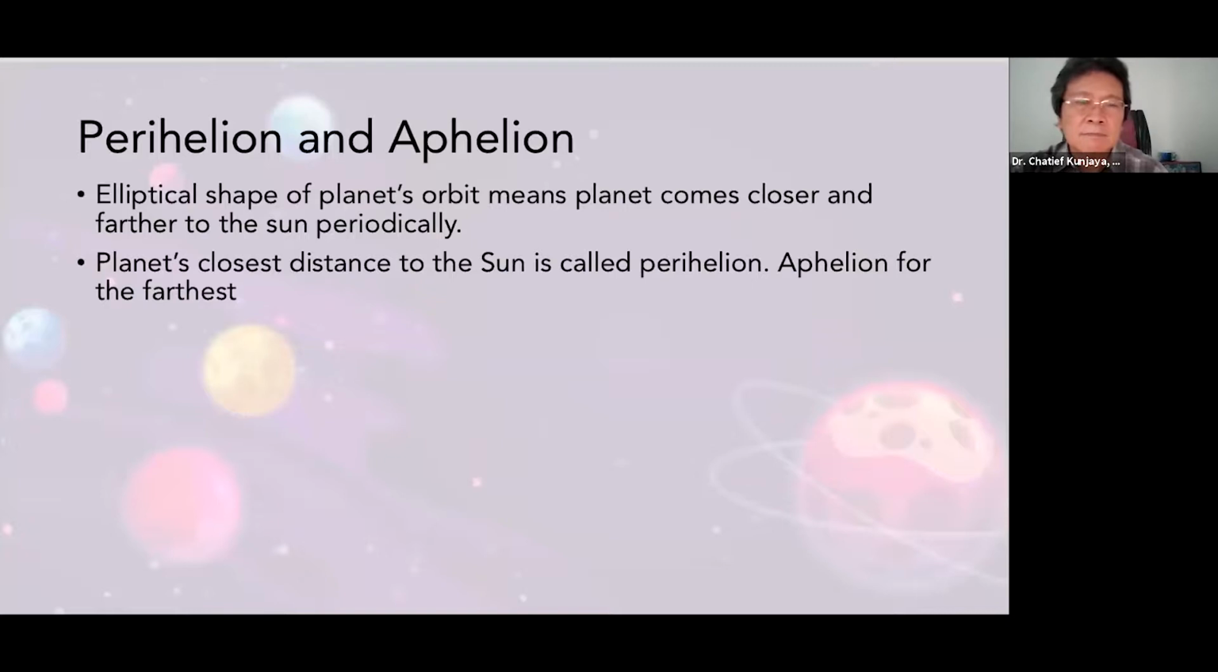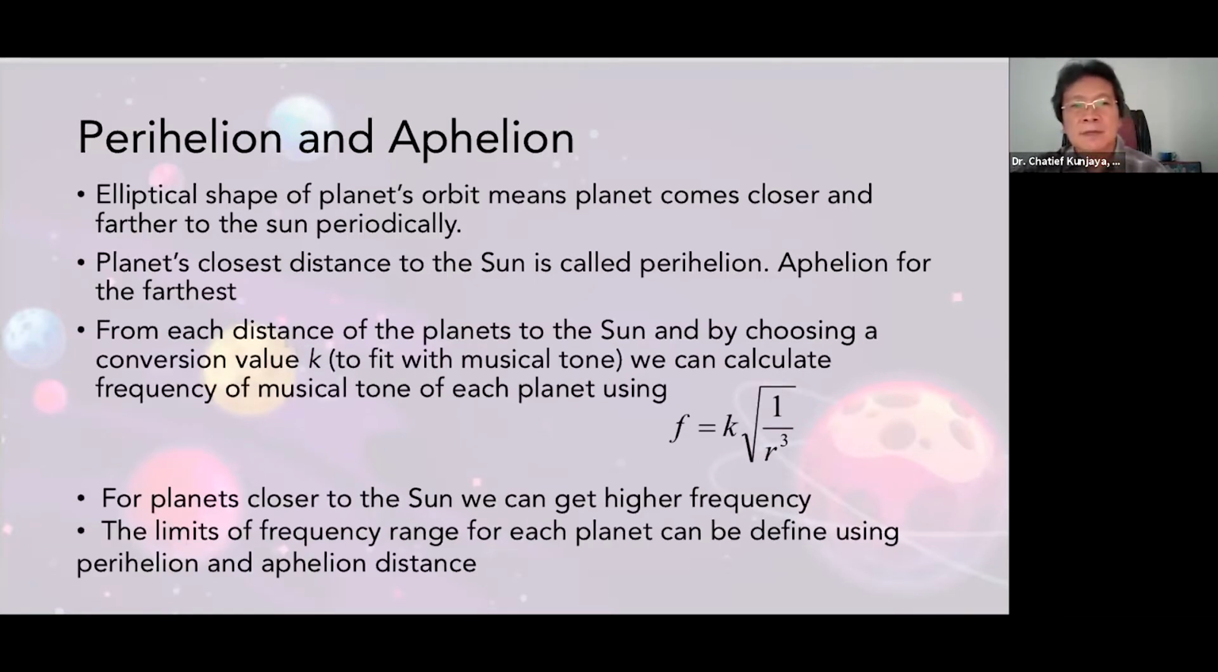As Kepler states, the distance between a planet and the sun is not constant because the orbit is an ellipse. So sometimes the planet is closer to the sun, sometimes further. It means the speed and the frequency are also different. They also change. When a planet is at a close distance to the sun, we call the planet in perihelion position. If the planet is far from the sun, we call it an aphelion position. So from the distance of the planets to the sun, by choosing the conversion value k, we can calculate frequency and we can fit a musical tone.